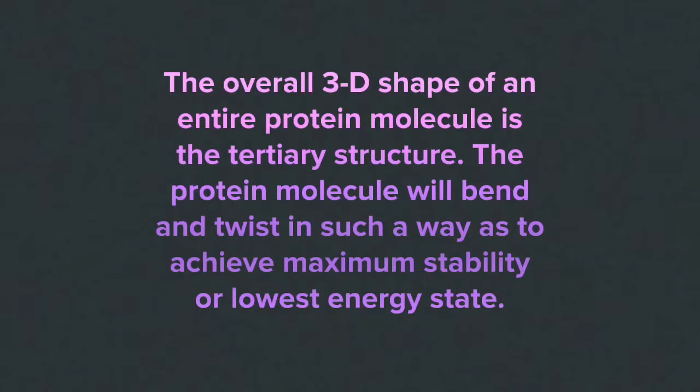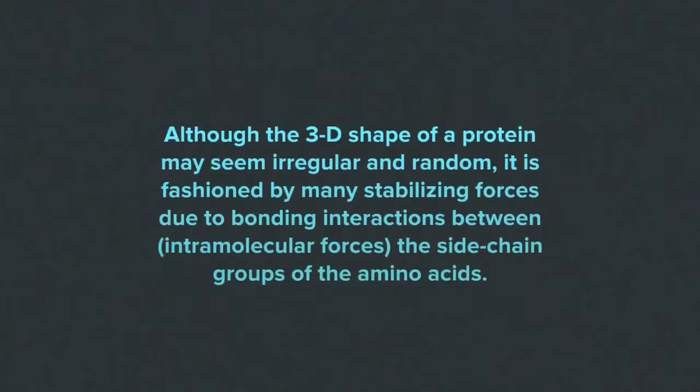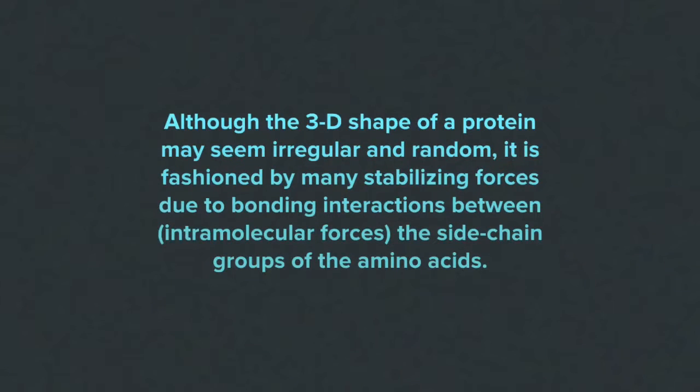The overall 3D shape of an entire protein molecule is a tertiary structure. The protein molecule will bend and twist in such a way as to achieve maximum stability or lowest energy state. Although the 3D shape of a protein may seem irregular and random, it is fashioned by many stabilizing forces due to bonding interactions between the side chain groups of the amino acids.